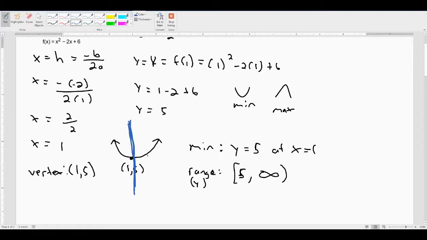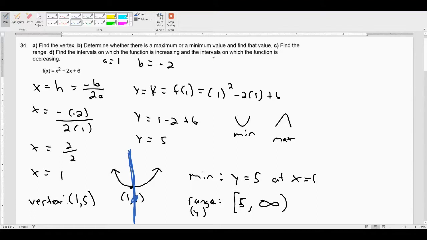And so when we do the increase and decrease intervals, we don't look at the y values, we look at the x values. So increase and decrease is x values. Max and min are y values. Range is y values. So we're looking at the intervals for x.